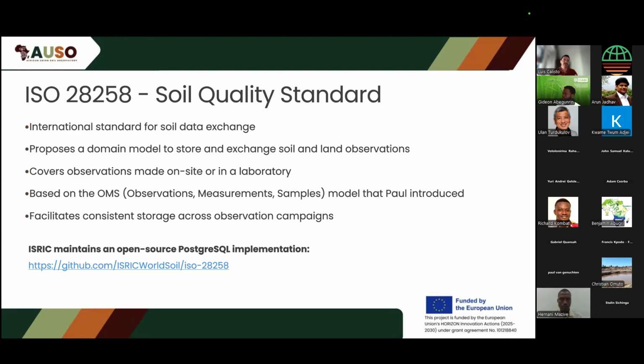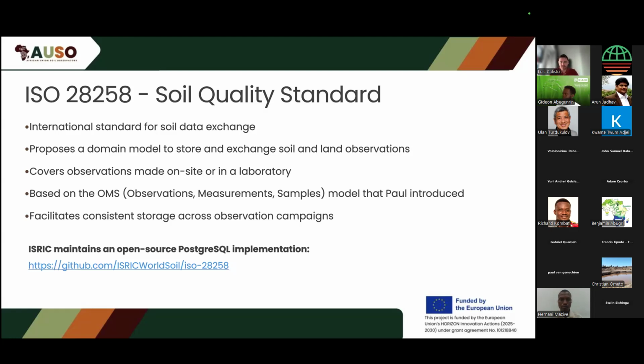Something that I consider quite important, and one of the reasons why we use these standards, is to facilitate consistent storage across different observation campaigns and across different institutes and even countries. We are not forced to share data among ourselves, and we'll see that in the data governance part. Although, if we all use the same vocabularies and the same approach, it makes it much easier for us to talk among ourselves. Because when I talk about what an observation is, we all know what an observation is, what a measurement is, what a sample is. It's good that we all talk the same language.